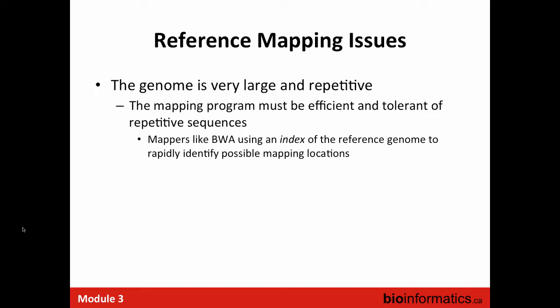Now, you might think, okay, let's just try to compare the read to every possible location in the reference genome. But unfortunately, because the human genome is so large and so repetitive, that's really not computationally feasible. So what we have to do is build what's called an index of the reference genome that lets us efficiently look up possible locations where that read might have mapped. The most popular mapping program, BWA, uses an index called the Burrows-Wheeler transform to rapidly identify the possible locations where a read might have mapped.